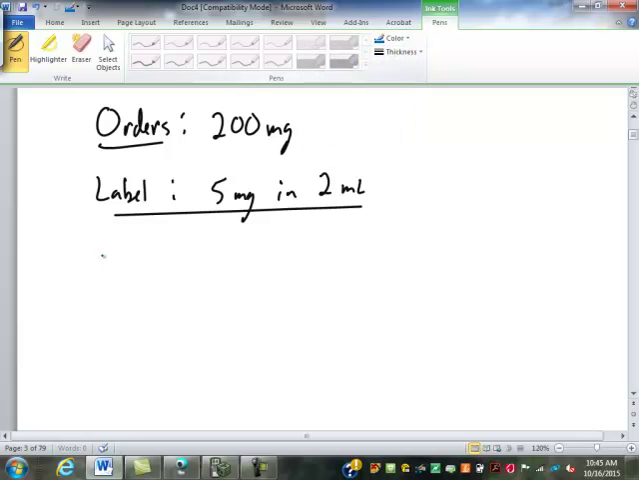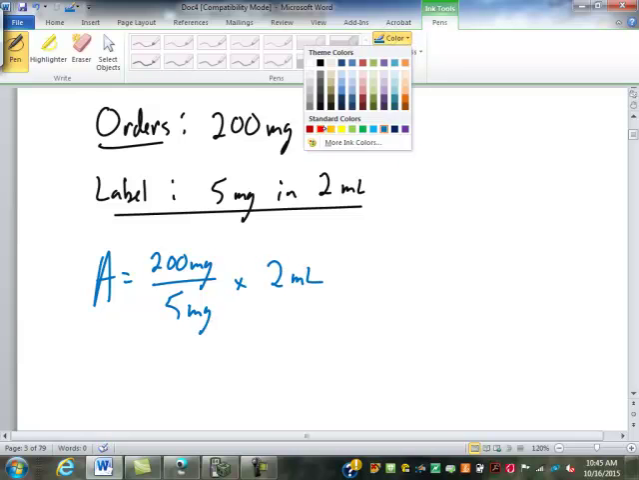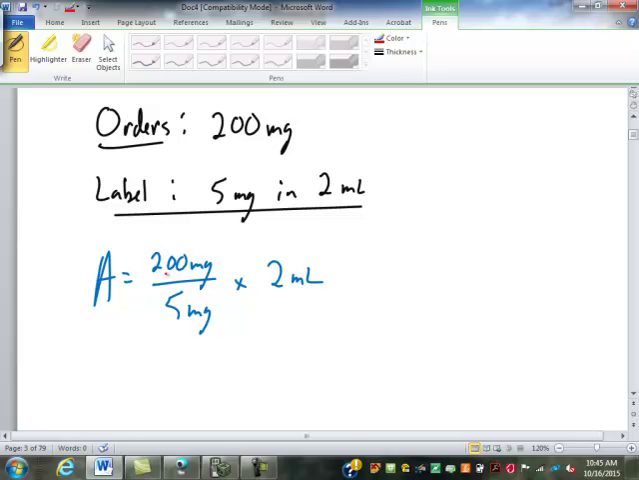Okay. Doctor's orders, 200 milligrams. On hand, 5 milligrams. Vehicle, 2 milliliters. So divide out, 200 divided by 5 is 40, and the units divide out. 40 times 2 milliliters is 80 milliliters.